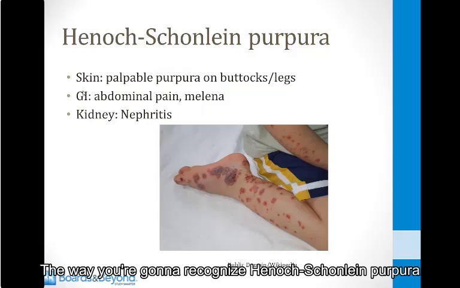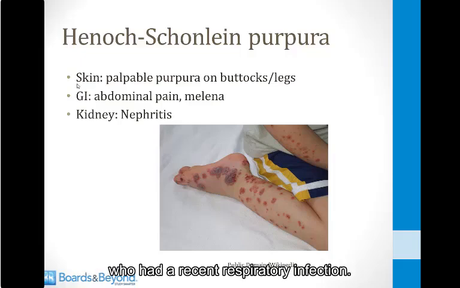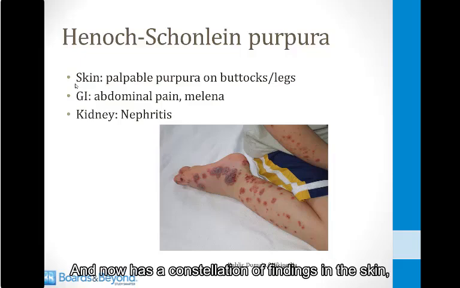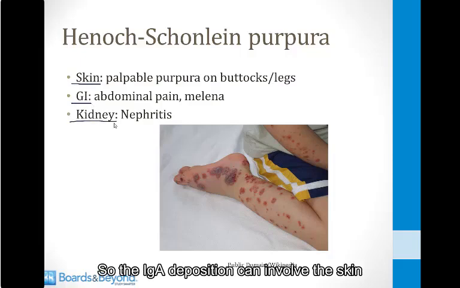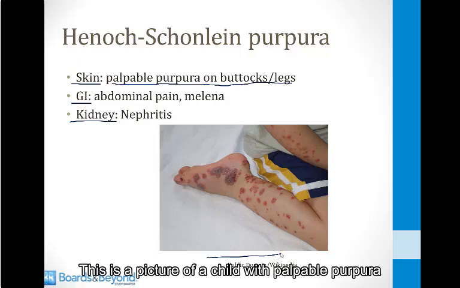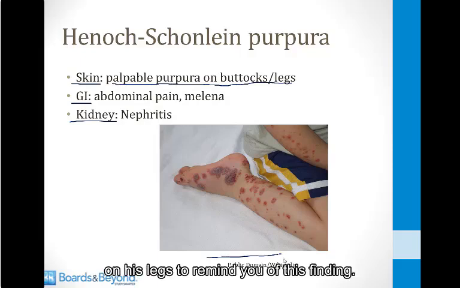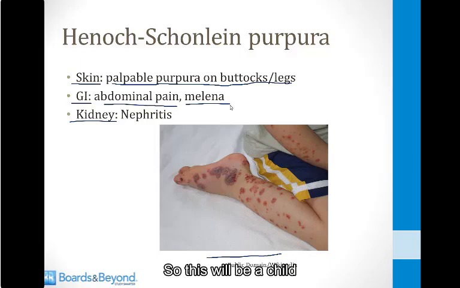The way you're going to recognize Henoch-Schönlein purpura in a board question is that it's going to be a child who had a recent upper respiratory infection and now has a constellation of findings in the skin, the GI tract, and the kidneys. So the IgA deposition can involve the skin, and it classically causes palpable purpura on the buttocks or legs. This is a picture of a child with palpable purpura on his legs to remind you of this finding. In the GI tract, the IgA deposition can lead to abdominal pain and melena, so this will be a child who had a recent upper respiratory infection and now has blood in the stools.